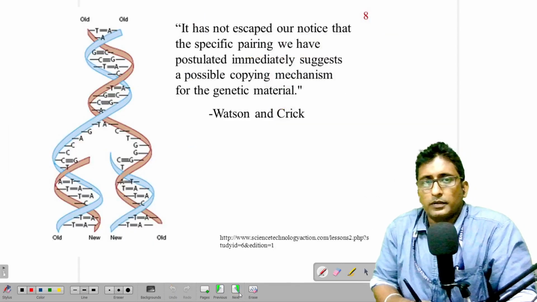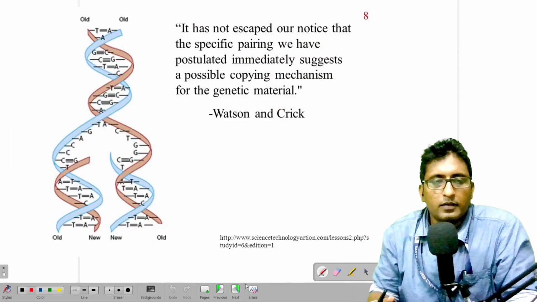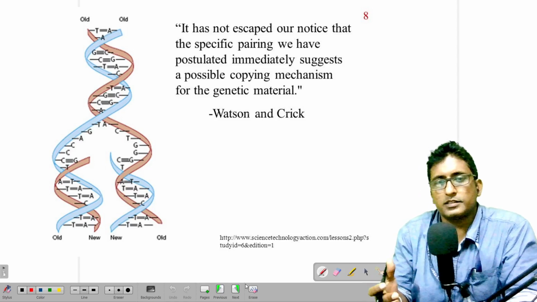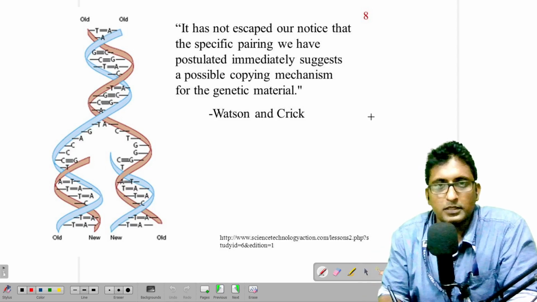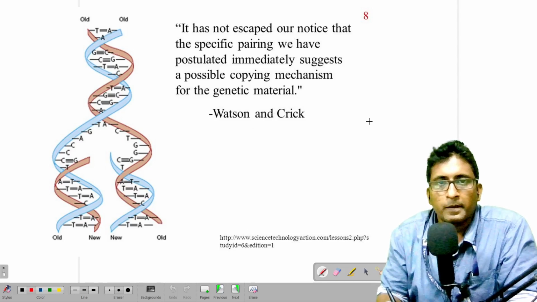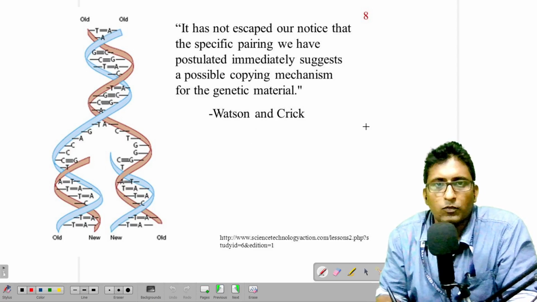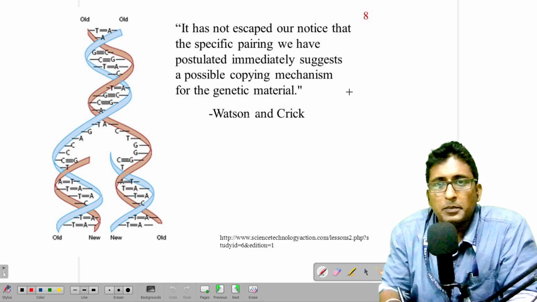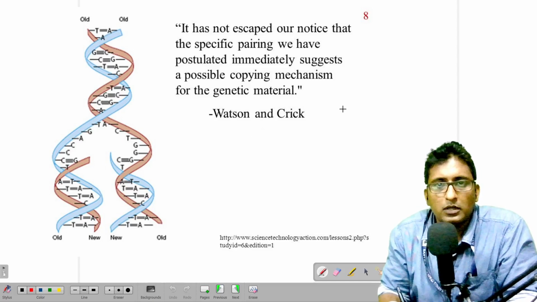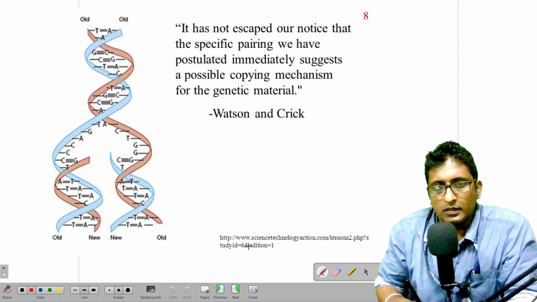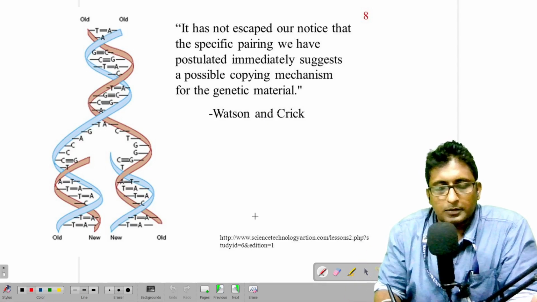So they did not stop there. Once they figured out all these things, they also wrote a nice sentence in their article: "It has not escaped our notice that the specific pairing we have postulated immediately suggests a possible copying mechanism for the genetic material."